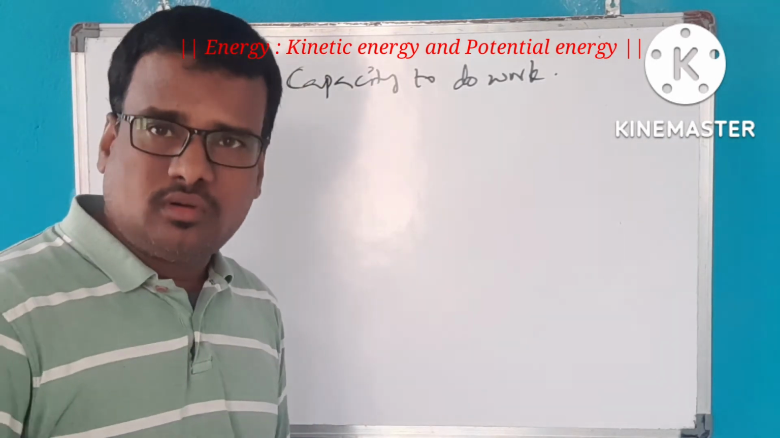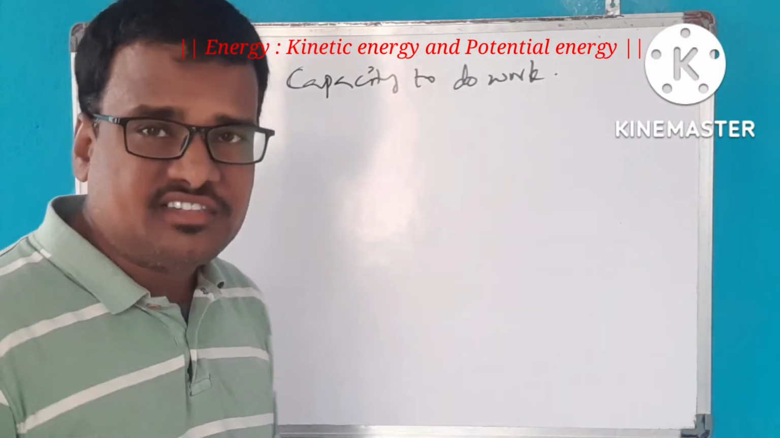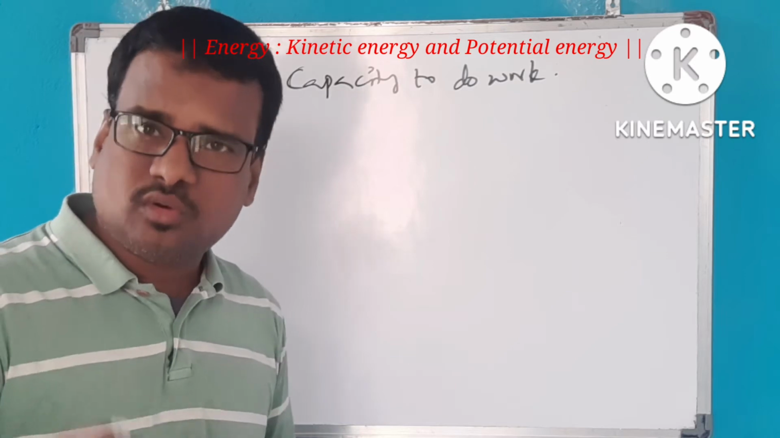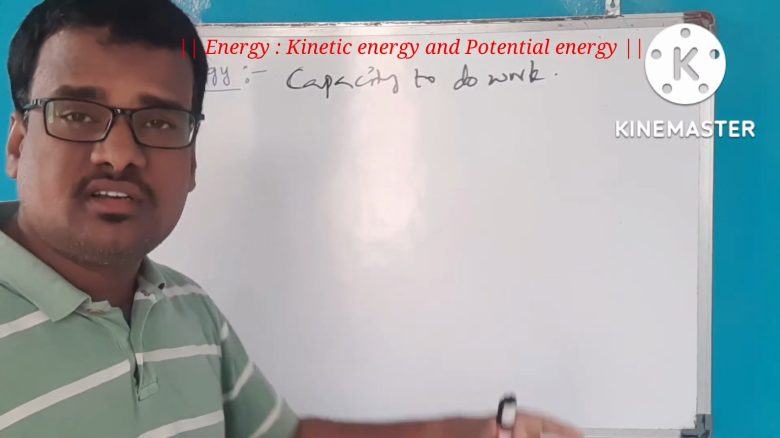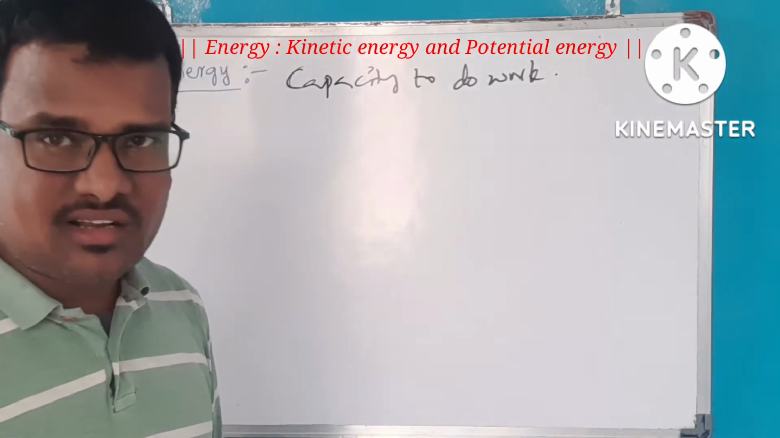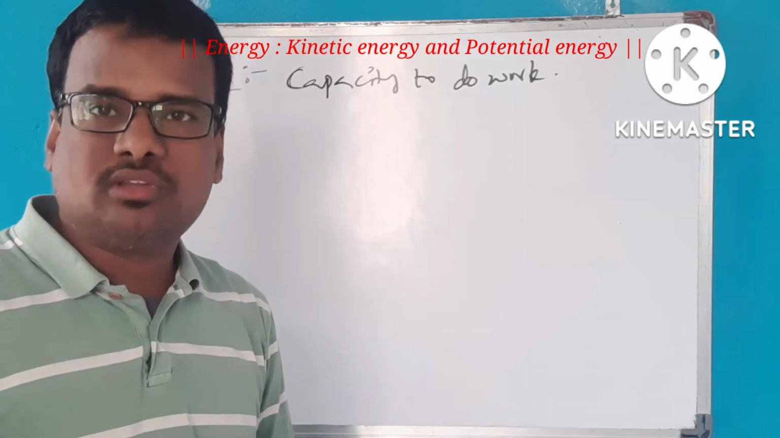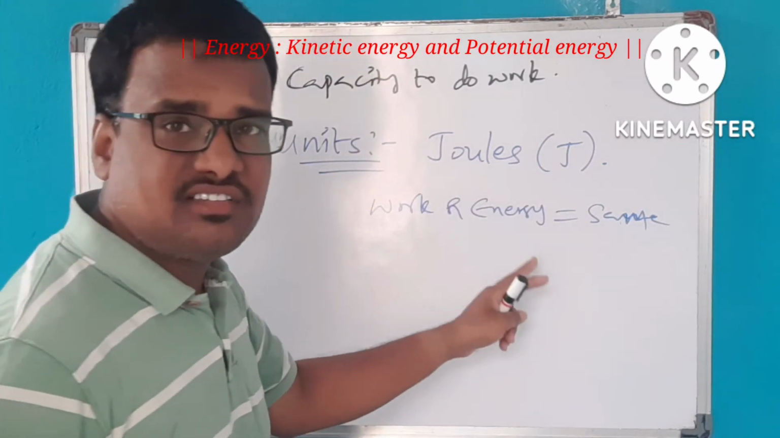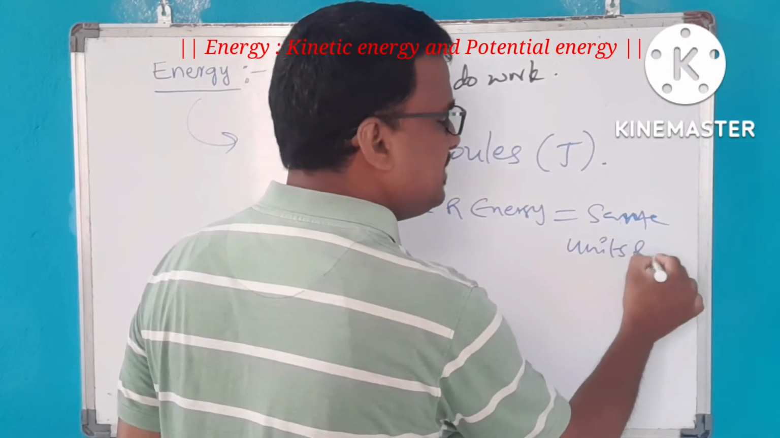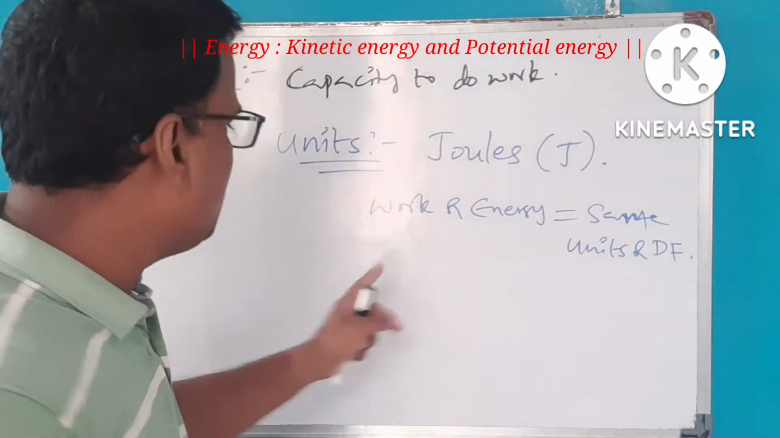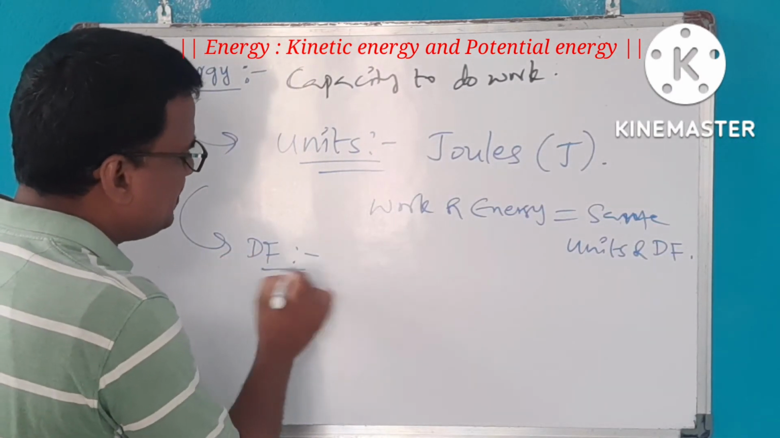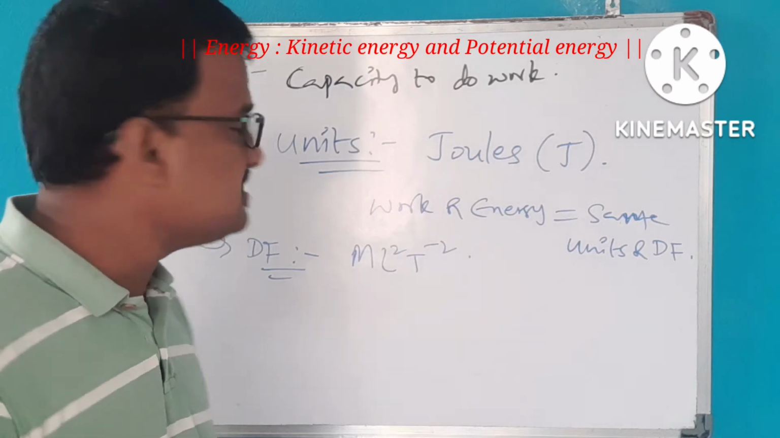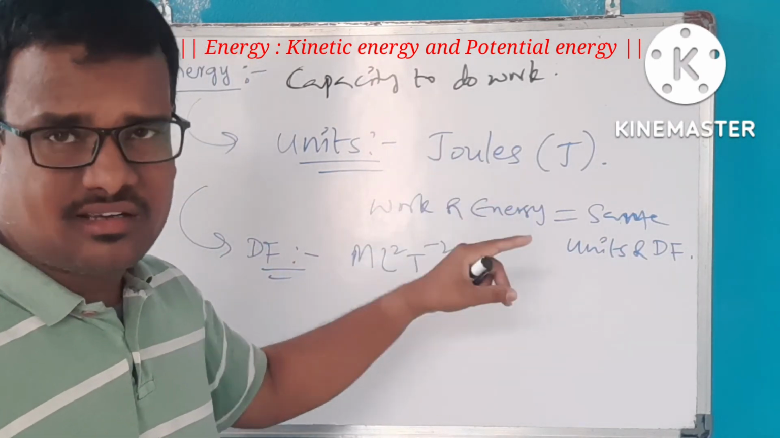Now we will look at the units of energy. Kinetic energy and potential energy are both called energy. So energy has the same units and dimensions as work. Work and energy both have the same units and the same dimensional formula. What are the units for energy? Joule. And what is the dimensional formula for energy? ML square T minus 2.